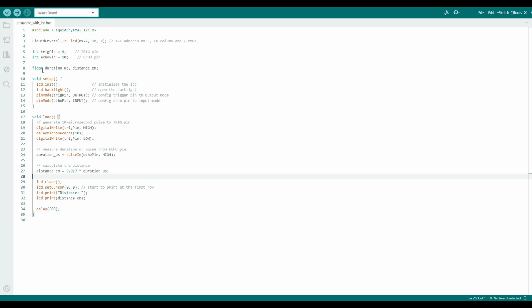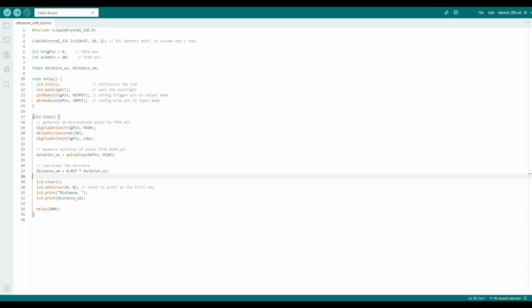We declare float duration and distance. In setup, we put the LCD in it to initialize the LCD. Then here we open the backlight. Here the trigger pin is set to output mode, and here the echo pin is configured to input mode.